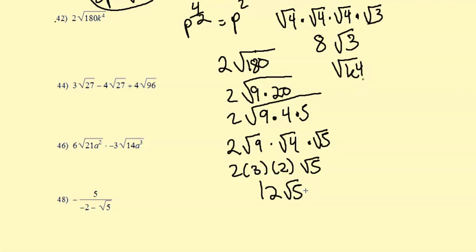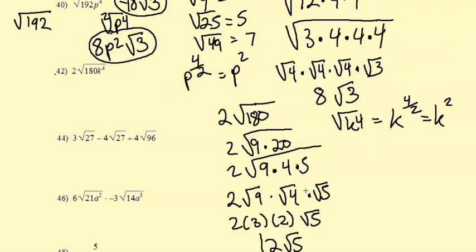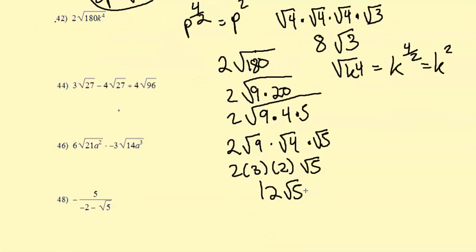Okay, now we're going to find the square root of k to the 4th power. k to the 4th power is the same thing as k to the 4 over 2, which is k squared. Again, we don't have to put absolute value signs because this is an even degree. So our simplified radical would be 12 k squared square root 5.